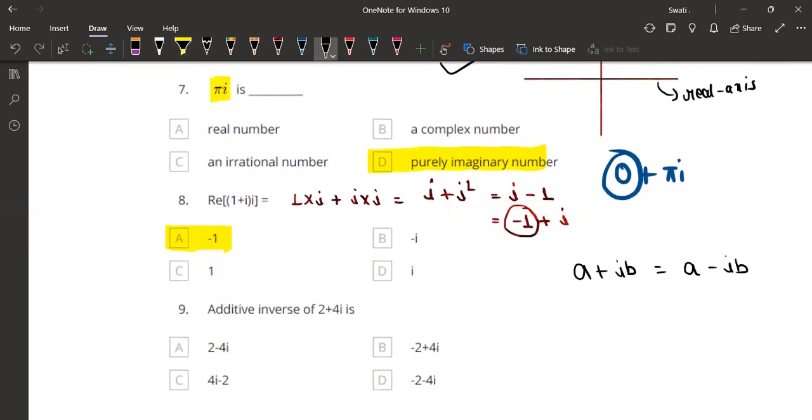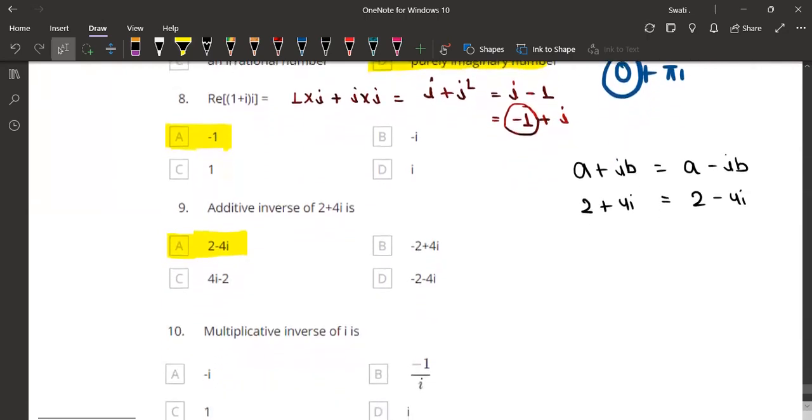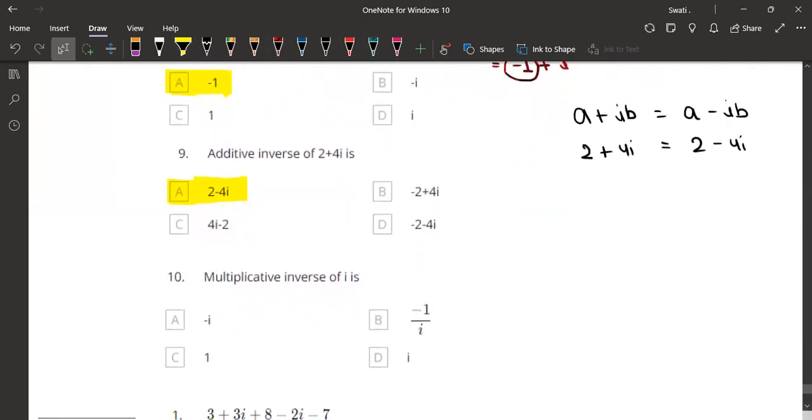So here, what is the additive inverse of 2 plus 4i? Simple. Using this, it is actually 2 plus 4i, where a is 2, b is 4. So it will become 2 minus 4i. It's as simple as that. So the answer is option A, 2 minus 4i. Okay, now we can go to the next question, and that is, what is the multiplicative inverse of i?